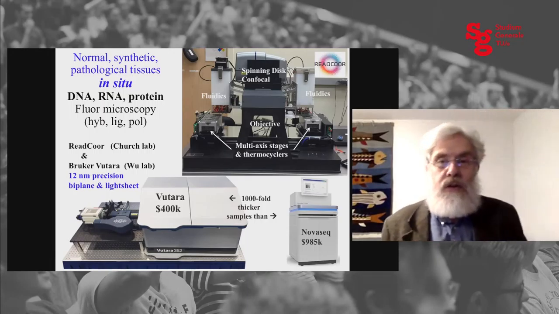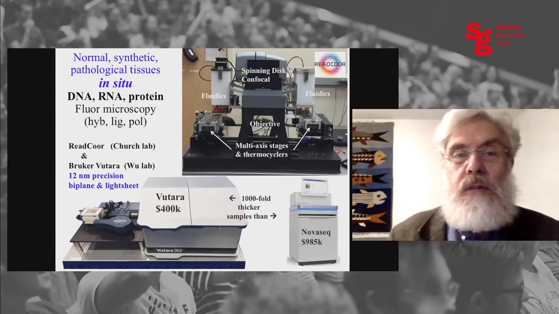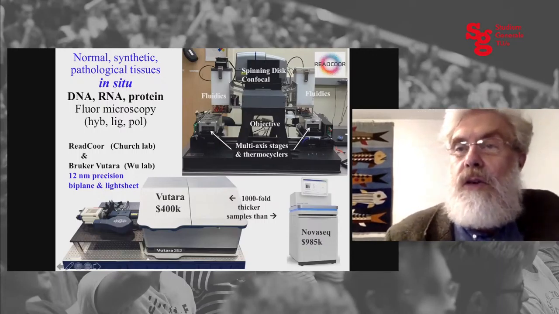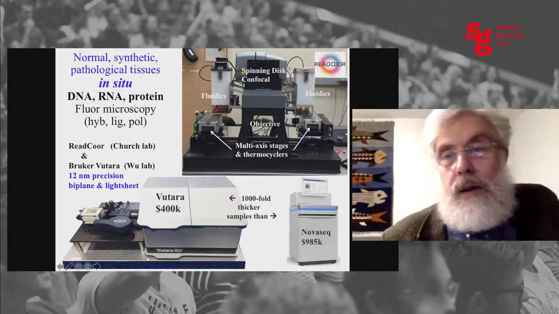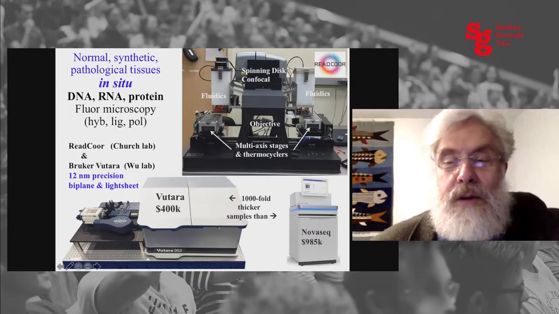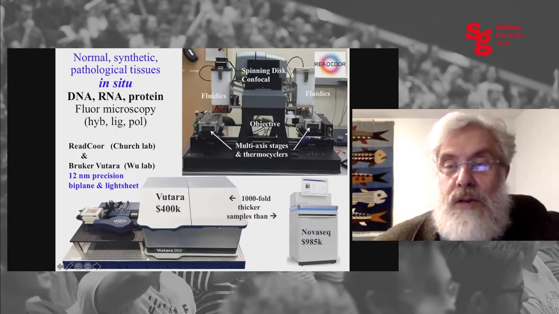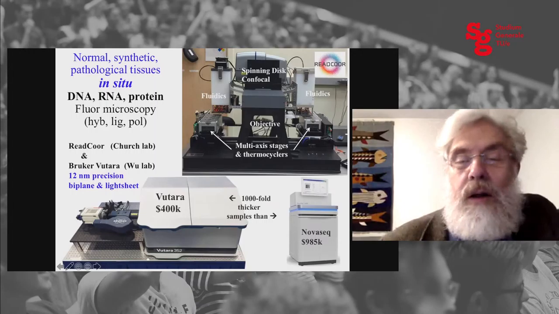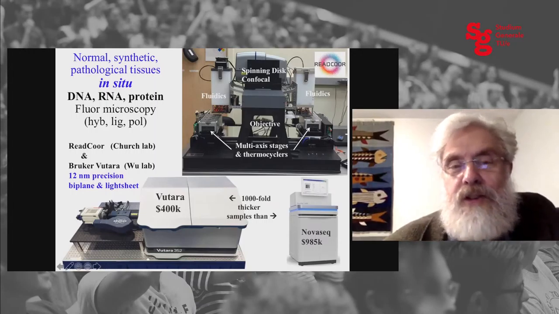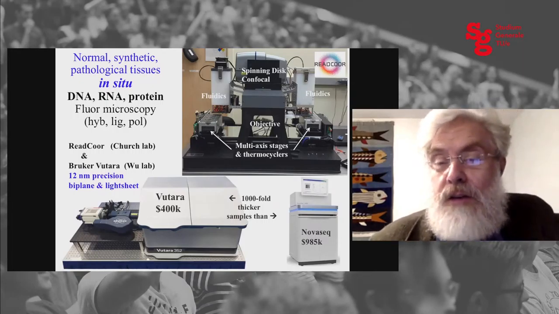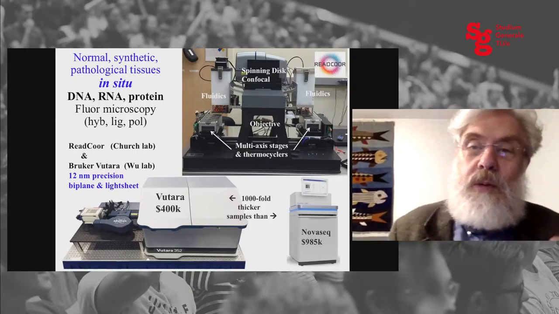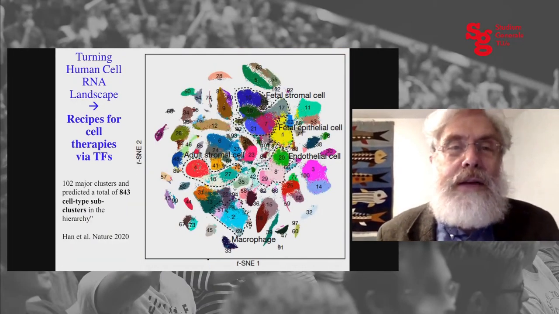Now, all of this super resolution is done mostly with these two instruments, one of which is a 10x read core, and the other is at Bruker Utara. These are ironically less expensive than conventional next-gen sequencing, although they're very similar to next-gen sequencing in that they're all based on microscopy of slides, sequencing on slides. However, the three-dimensional imaging allows 1,000 times thicker samples, which is much more informative and possibly cost-effective.